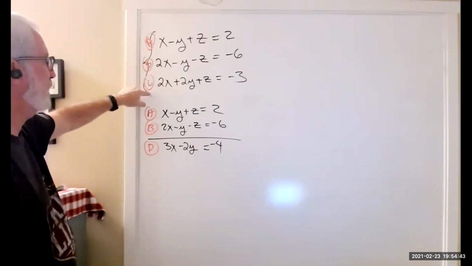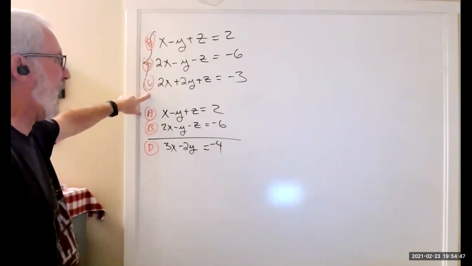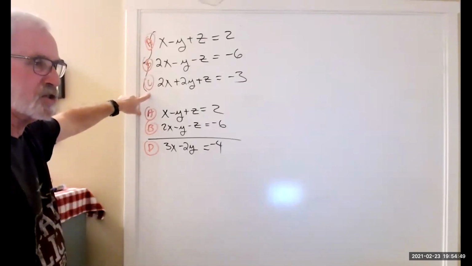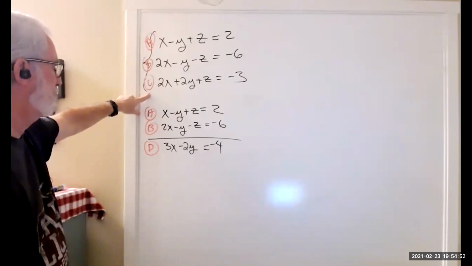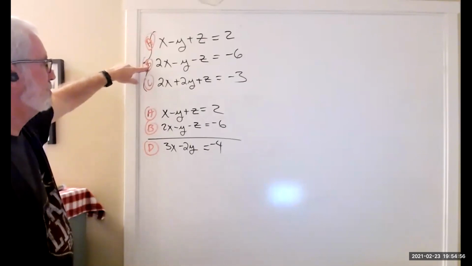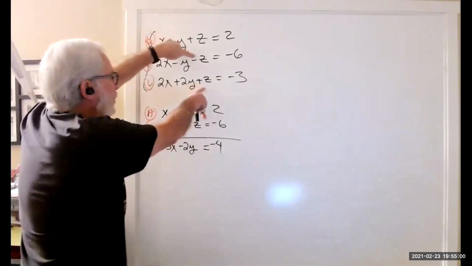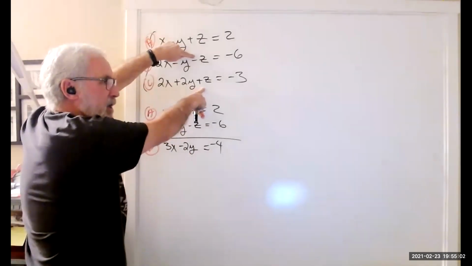So, looking at C, who could I add it with so that the Z would drop out? Negative B. Z. B? Yeah, does it have to be negative? Or aren't they already their opposites, so I don't have to do anything else to them?